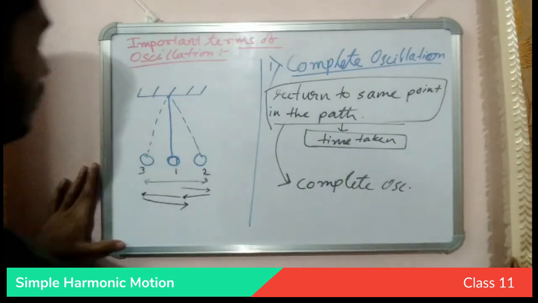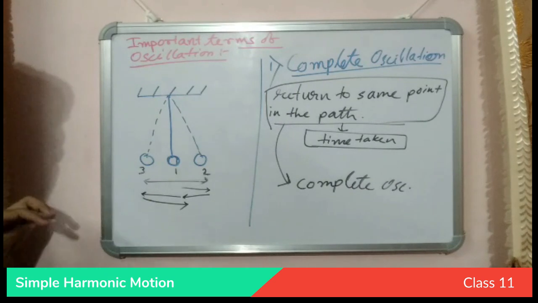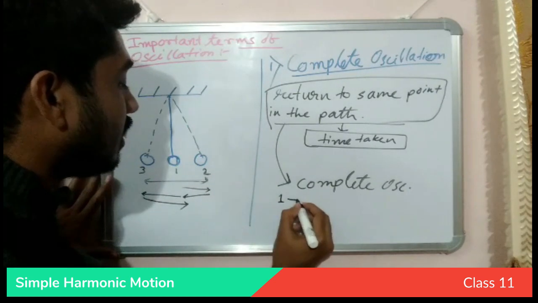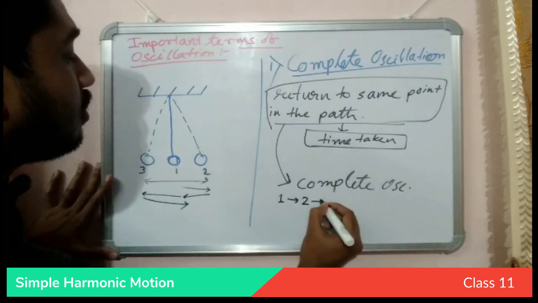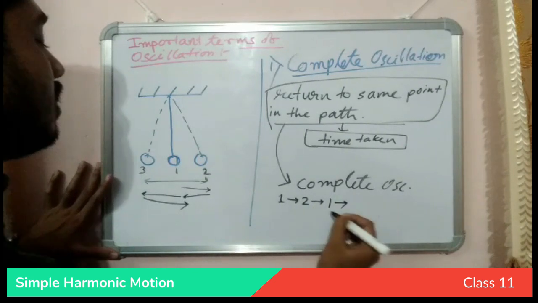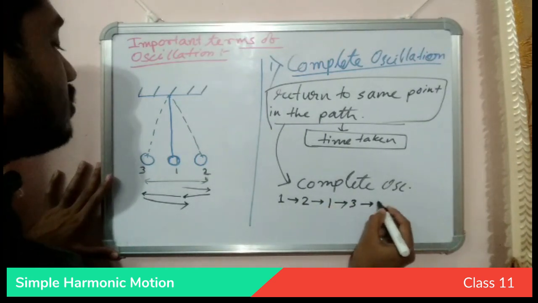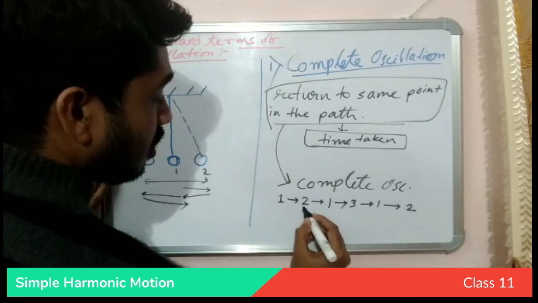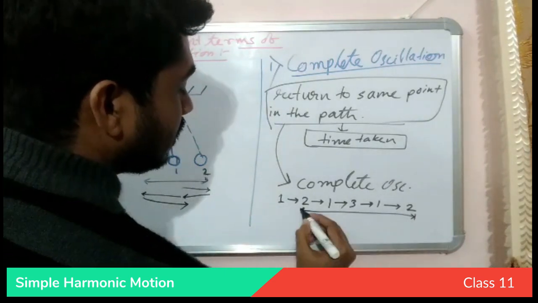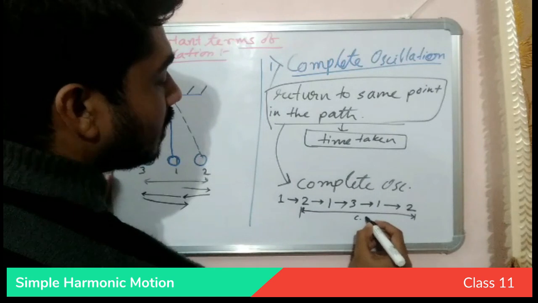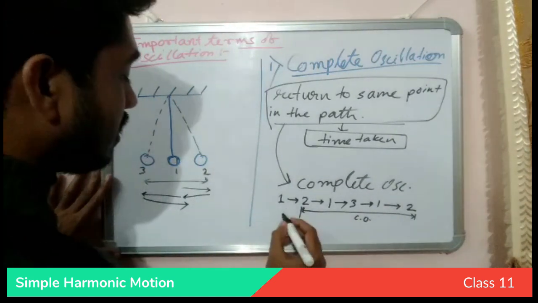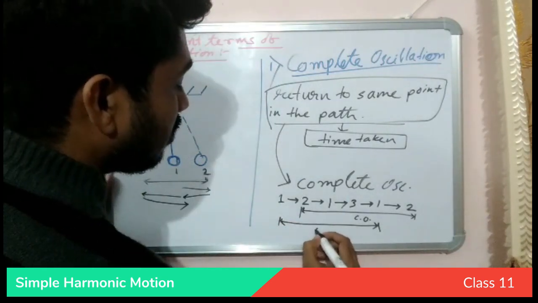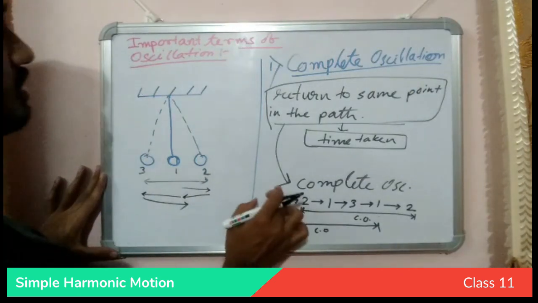So suppose the pendulum starts moving from 1, then it reaches 2, after 2 it reaches 1 again, after 1 it reaches 3, after 3 it reaches 1, after 1 it reaches 2 again. So from 2 to this 2, this is the complete oscillation, or you can say from this one to this one. You can say this one to this one will be the complete.